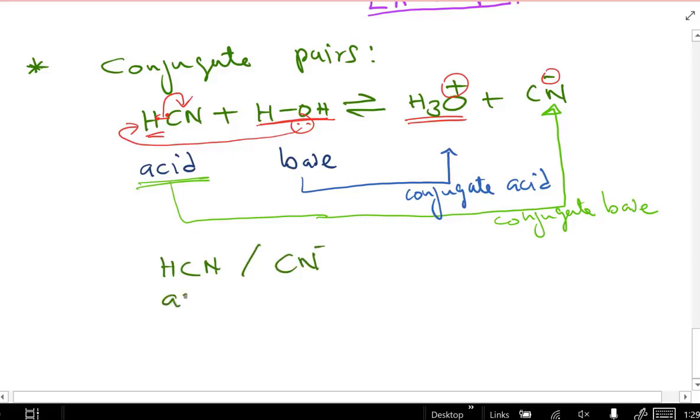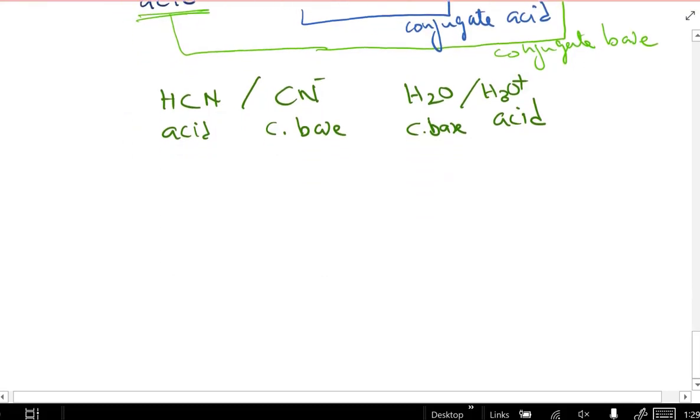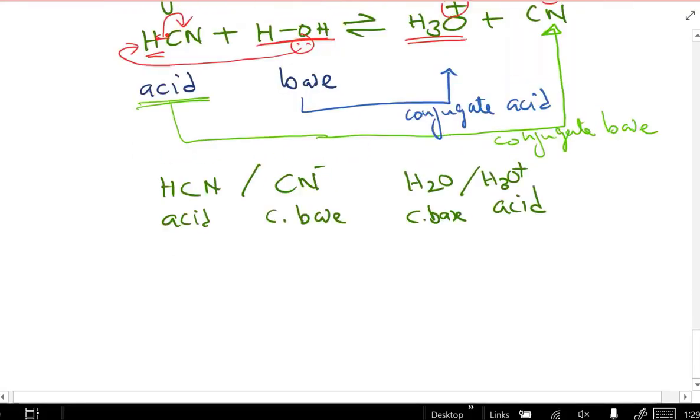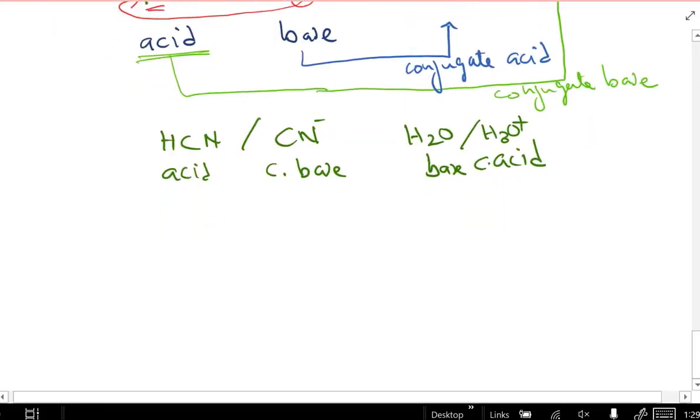So the pair here, HCN/CN minus, is the acid conjugate base pair, and then the water, hydronium, is the other base conjugate acid pair, right? And so those are the pairs. The difference between the conjugate pairs is one proton. So make sure you understand that. So the HCN to CN minus is one proton difference, right?